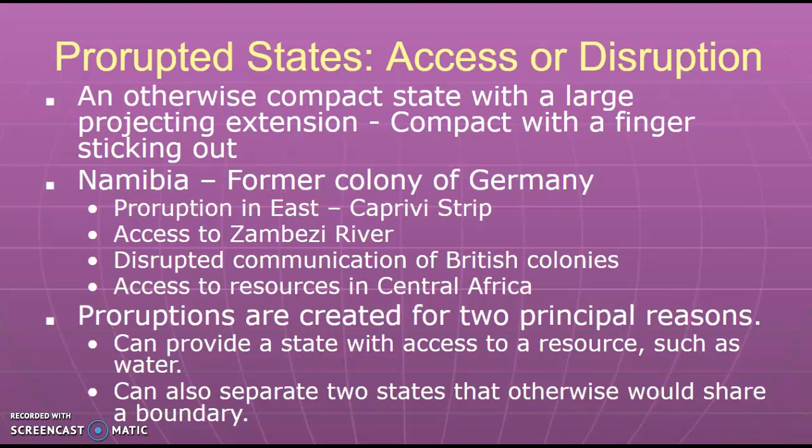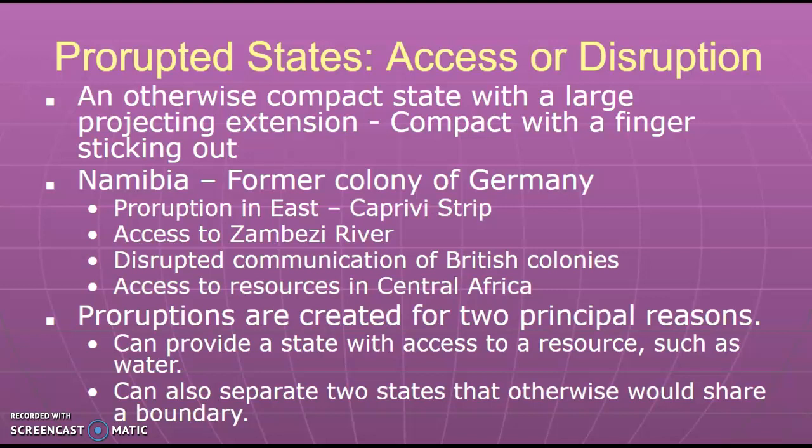And so this colony of Namibia was German, and they didn't want the British colonies to be touching, so they claimed this strip called the Caprivi Strip, that would keep them from having touching boundaries. This also gave them access to resources in Central Africa. So a lot of benefits here. This is very, very typical of a prorupted state.